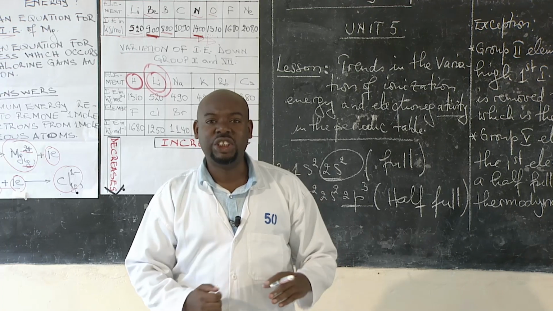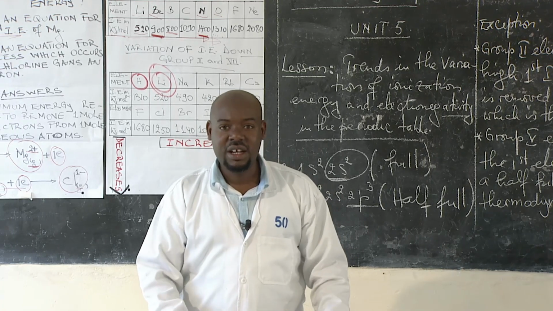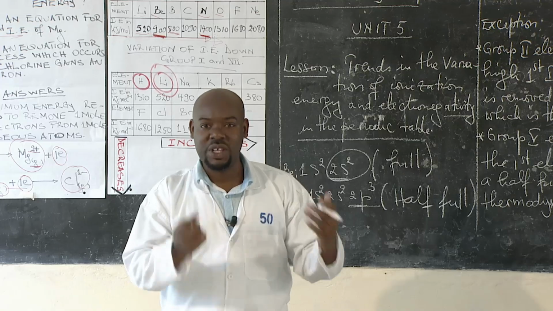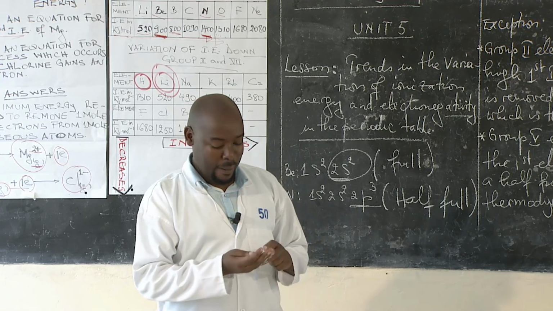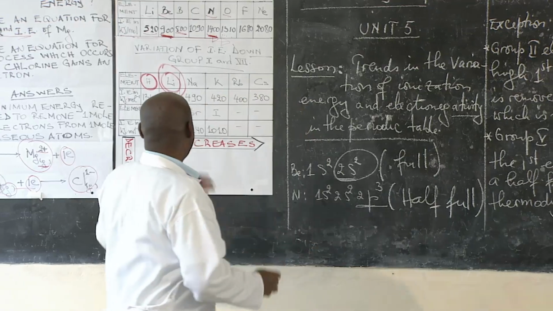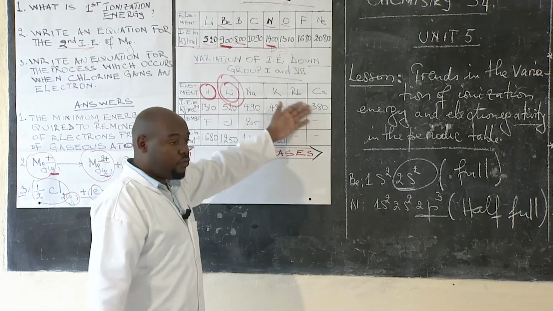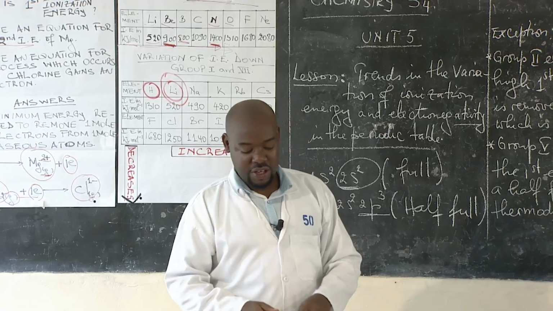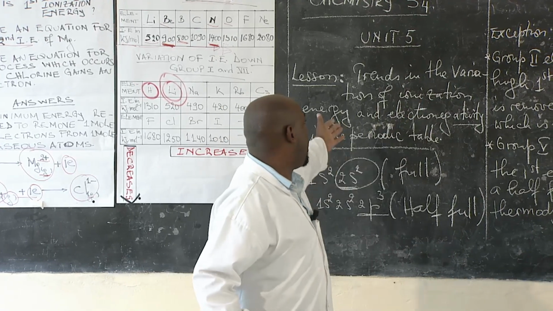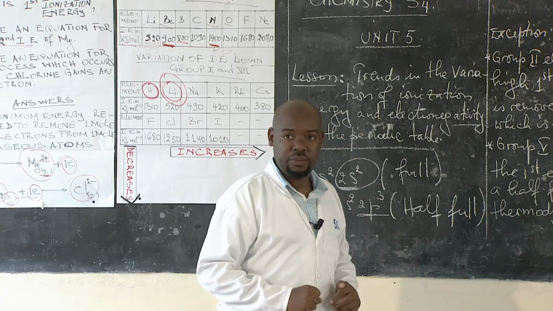The electron which is loosely held. The electron which is far from the nucleus. Okay? Good. Here we have to say that when you move down the group, we have no exceptions. We have no exceptions, just like what we have when you move across the period.